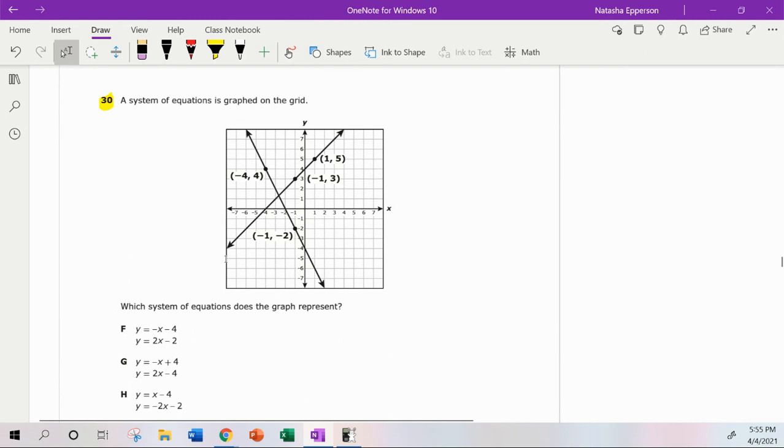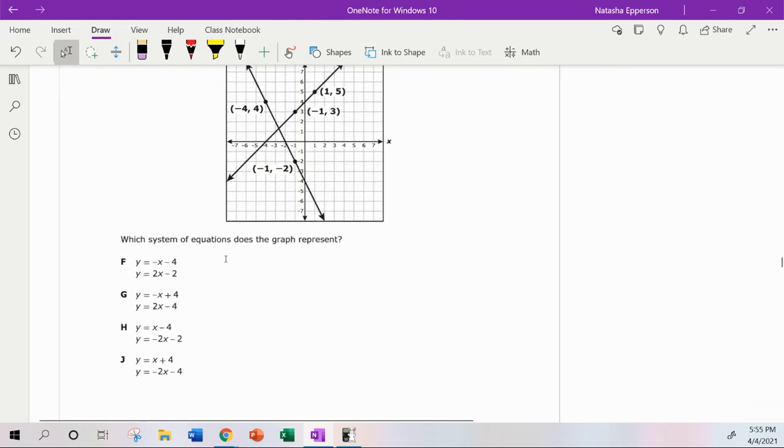Number 31, a system of equations is graphed on the grid. Which system of equations does this graph represent? Okay. So the easiest way to do here, first off, is eliminate some of my equations. I'm going to figure out what the slope is first, and that might help me eliminate some of my answer choices, possibly. All right, so that one has a perfect point there, and another perfect point there. It's going down 1, 2, 3, 4, 5, 6, so negative 6, and then 1, 2, 3, so positive 3.